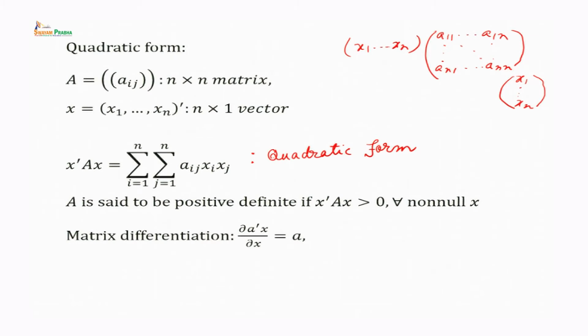At so many places we are going to use the quadratic form. Then we say that matrix A is positive definite if X transpose A x is greater than 0 for all non-null x. This is equal to 0 only when x is equal to 0. So, if this condition is satisfied, then we say that A is positive definite. Similarly, you may define the negative definite matrix also. If X transpose A x is less than 0 for all non-null x, then we say that A is a negative definite matrix. Or we also define positive semi-definite and negative semi-definite matrices.